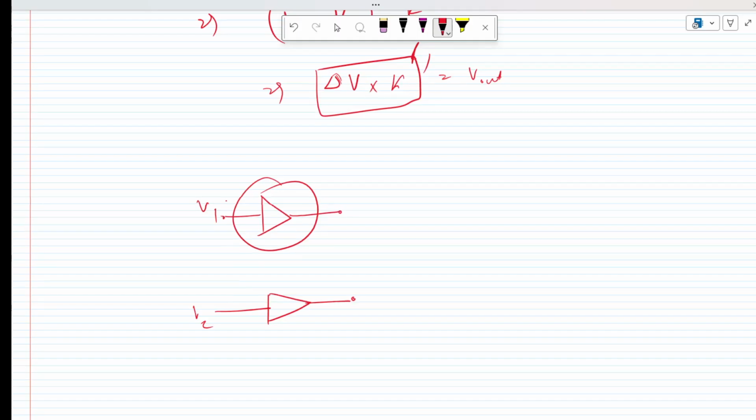So if this is V1, here also there is going to be V1, and the impedance has been increased to a very high value. Similarly, here is V2, here is also V2, and the impedance has been increased. So this is how we fix the lower impedance problem as well, and that is all about differential amplifiers.